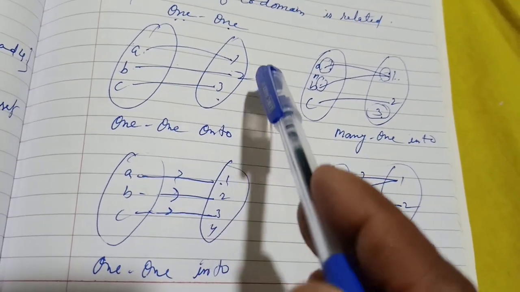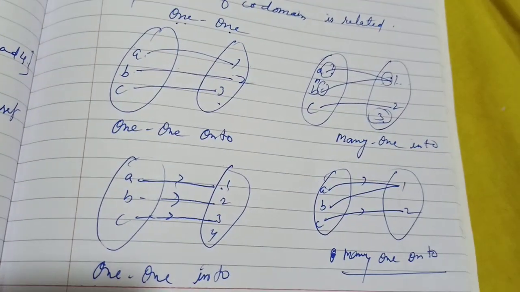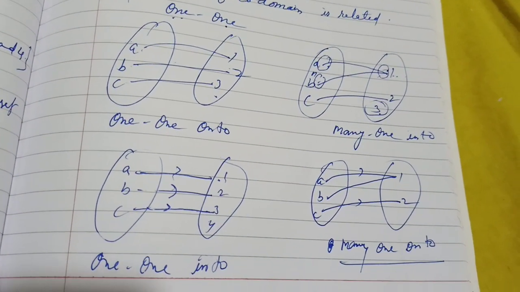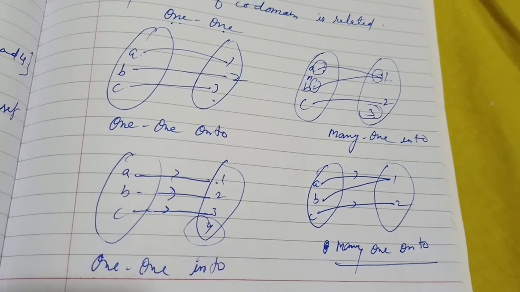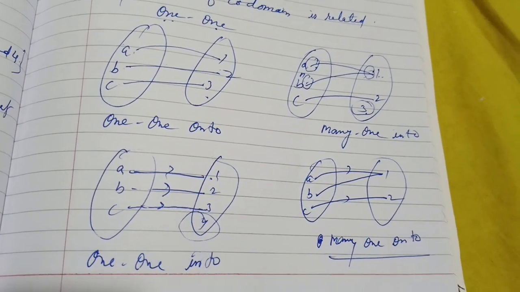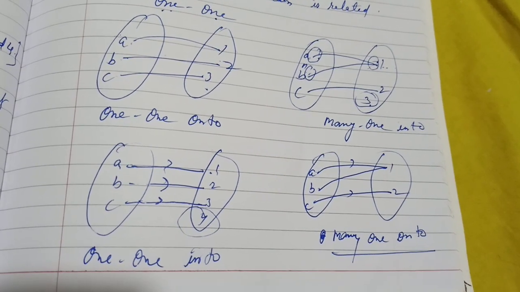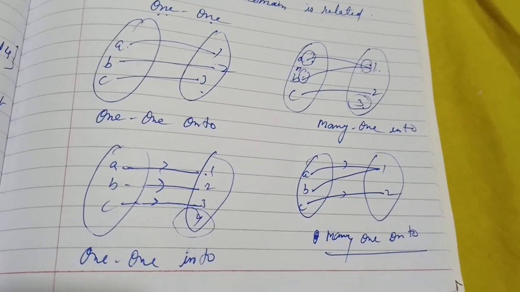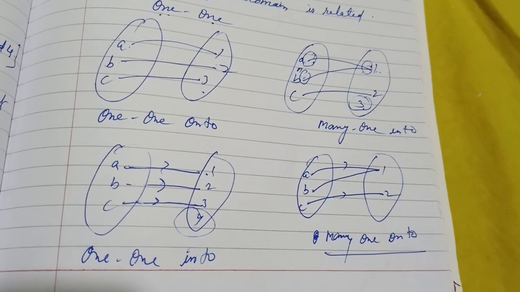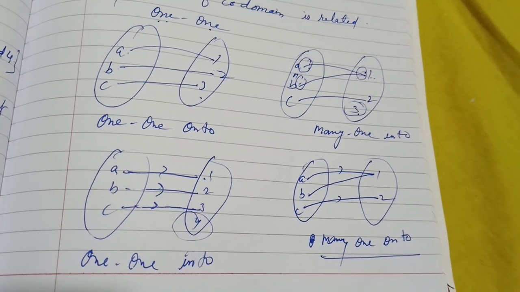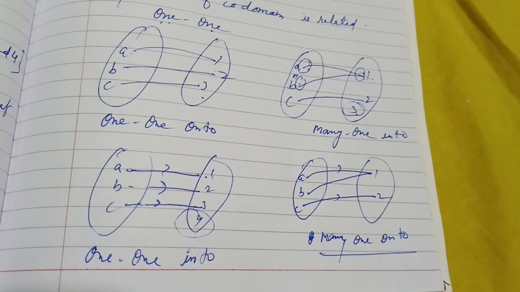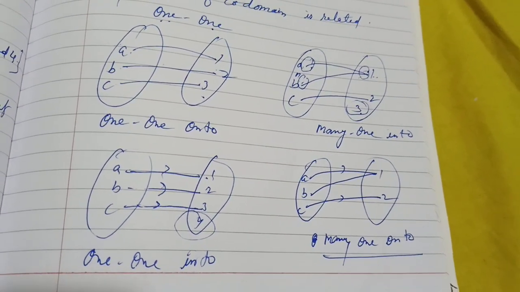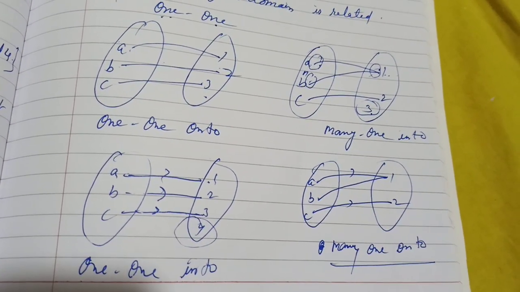What is the difference between onto and into? Onto means every element of the codomain is related, then it is called an onto function. When at least one element is not related, then it is called an into function. Understood what onto and into functions are. Now the question is asked in the CBSE exam to prove a one-one onto function. So how to prove it? First we have to study how to prove a one-one function.